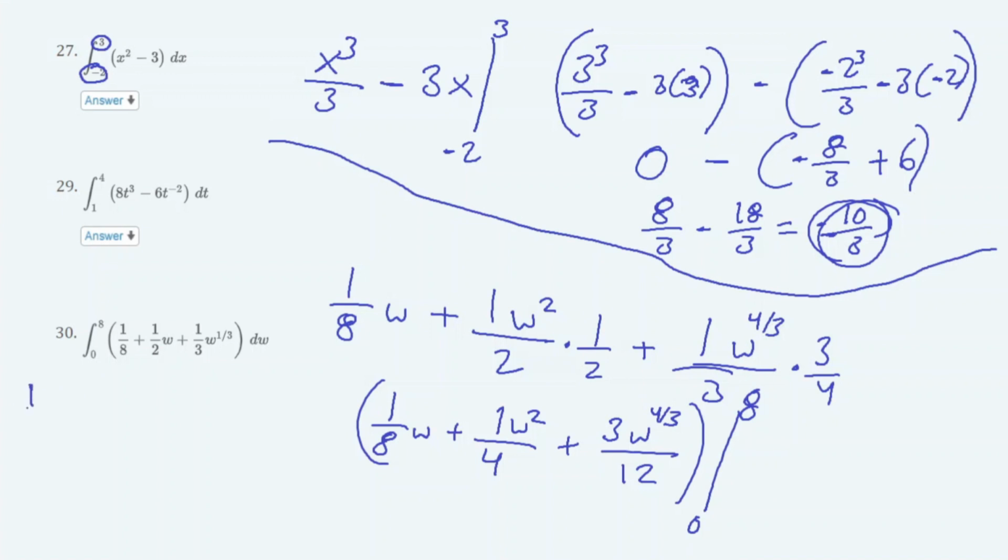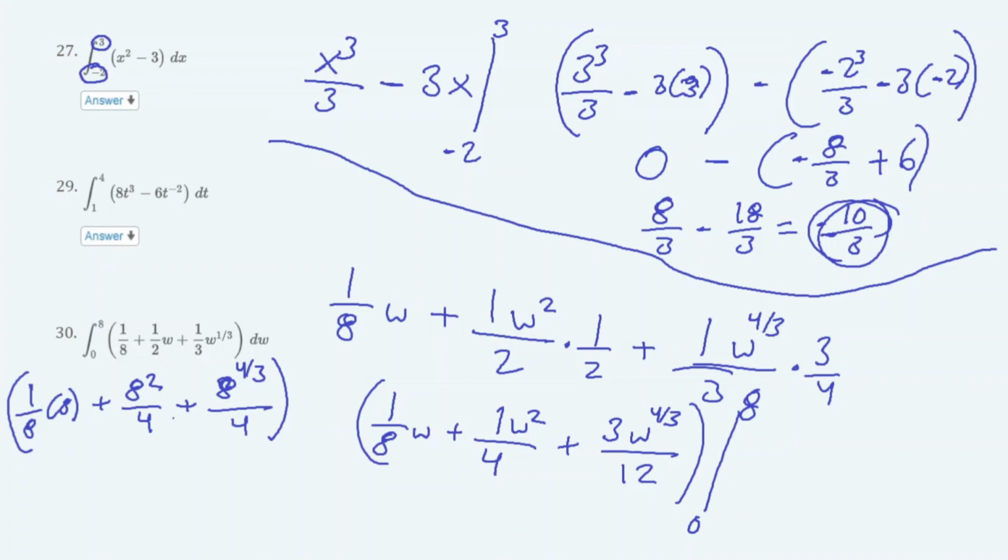So if we plug in 8, we're going to have 1 over 8 times 8 plus 8 squared over 4 plus 8 to the 4/3 power over 4, because 3 over 12, if you simplify, is 1 over 4. And that would be minus, if you were to plug in 0 into this. But if we plug in 0, we could just see that everything's going to be 0 because there's a variable in each part of this equation.